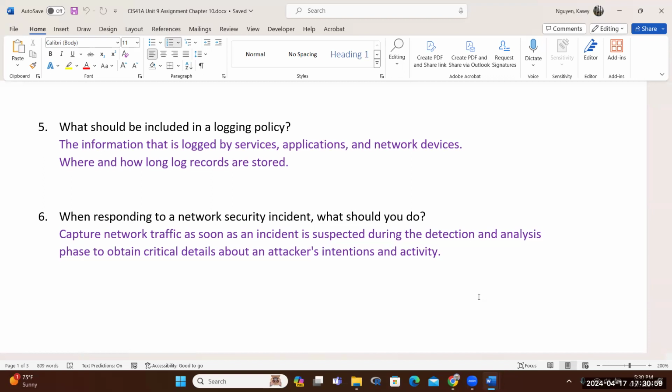talking, what kind of conversation and so on. So capture the network traffic. Even if you have suspicion, capture. So that way you can detect what it is that you're looking at, analyze it and fix it. So that's going to lead to detection and analysis, which gives you the details about the intention of the attack, the scope of the attack sometimes, and the activities.